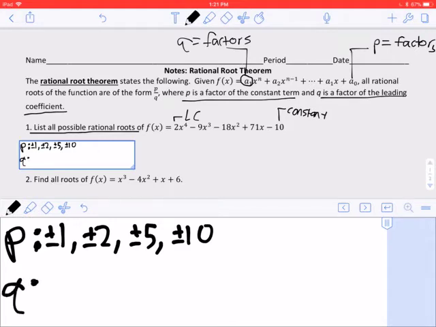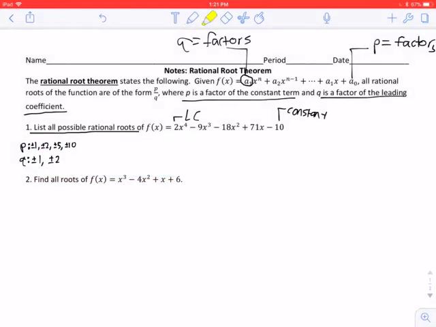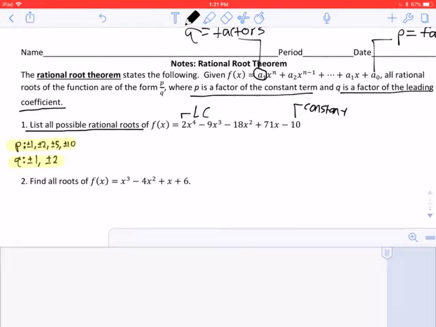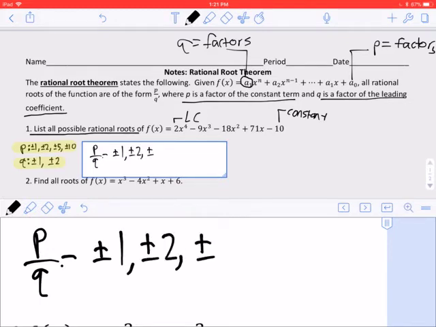Similarly, q, the leading coefficient, is 2. The factors of 2 would just be 1 or 2. So then to list all the possible rational roots, I'm going to divide every number in p by every number in q. So what that looks like is my possible rational roots, p divided by q, could just be plus or minus 1, plus or minus 2, plus or minus 5, plus or minus 10, and these could all be written as divided by 1.